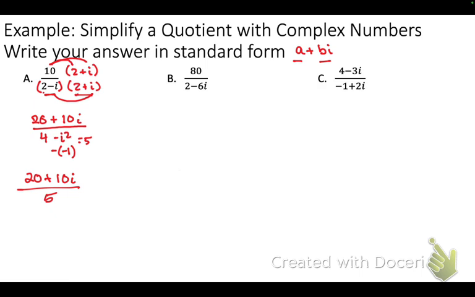So if I can add fractions with common denominators and get one fraction, can I pull them apart? Yes. So this would be 20 over 5 plus 10 over 5i. The i has to be out to the side. Can I leave it like that? Simplify. Yeah, you have to simplify. So I get 4 plus 2i.